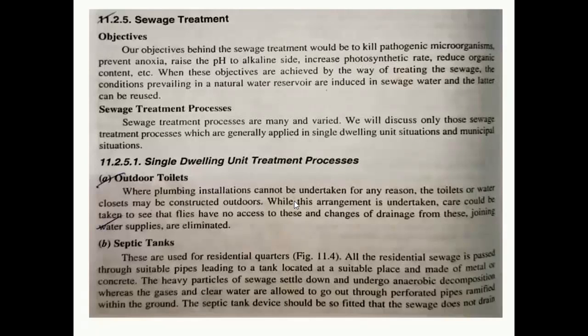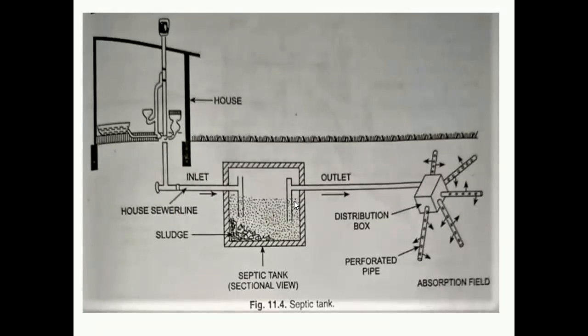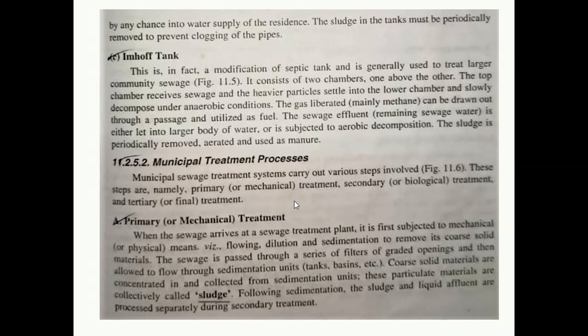The septic tank device should be so fitted that the sewage does not drain by any chance into the water supply of the resident. The sludge in the tank may be periodically removed to prevent clogging of the pipes.